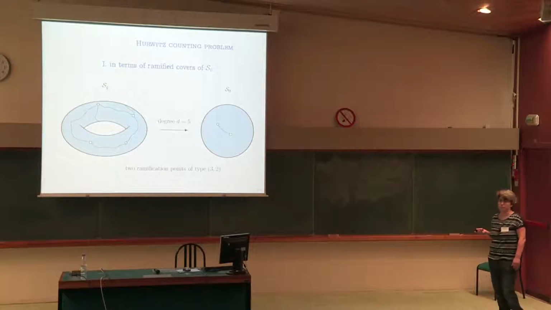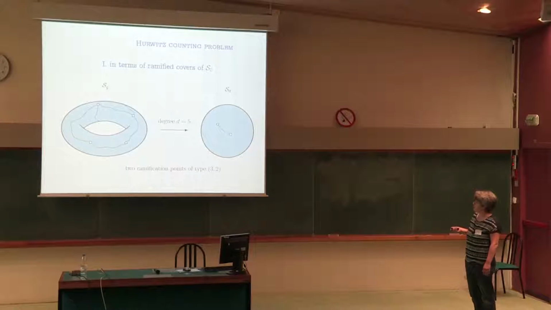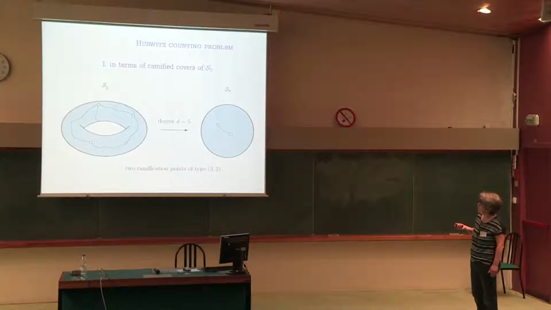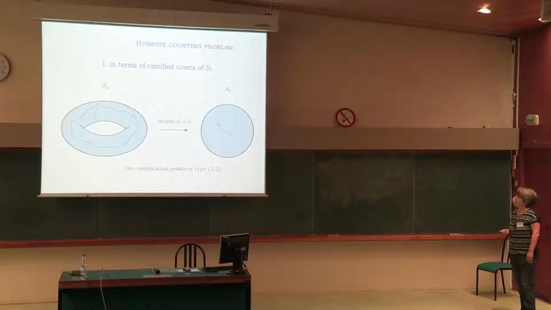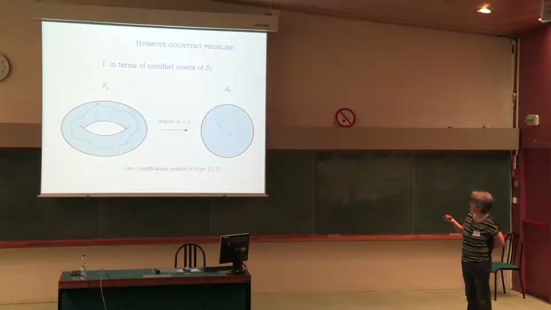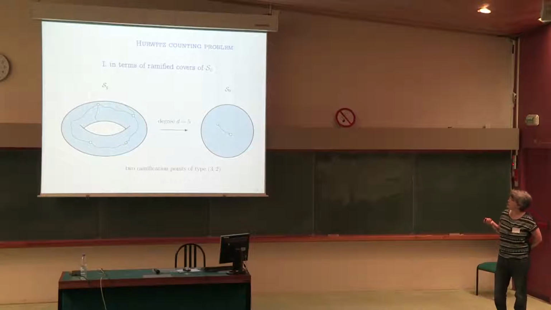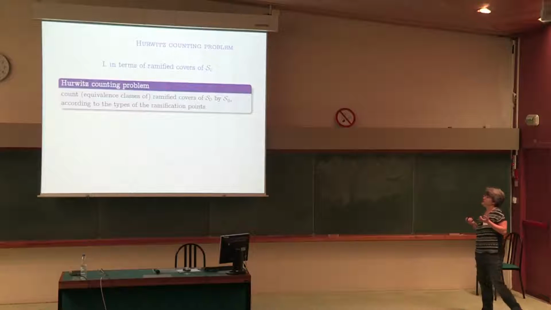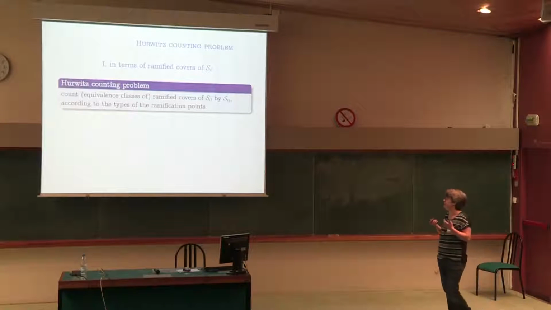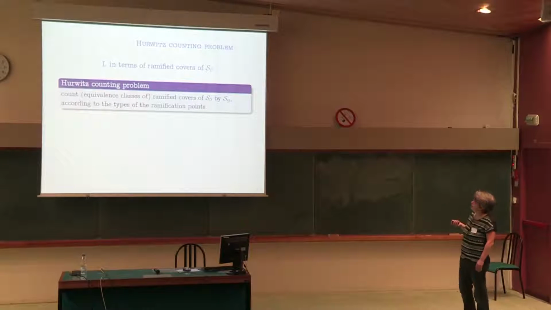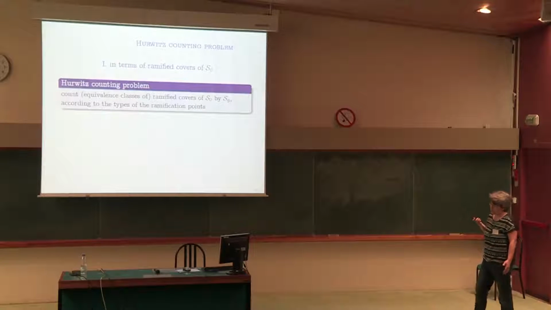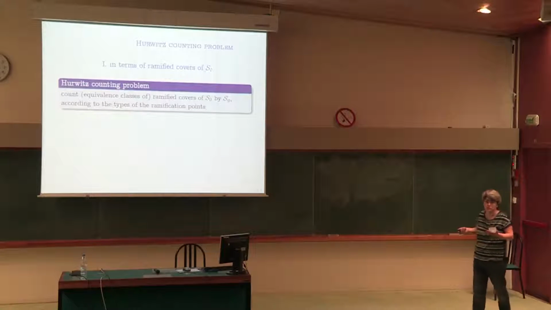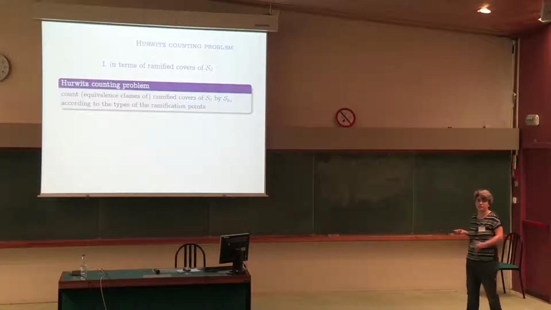We can have many ramification points with complex type. For instance, here the two vertices each have 2 pre-images of degree 3 and 2. So that's the kind of thing that the Hurwitz counting problem deals with. In very general terms, the problem is to count ramified covers, or some equivalence classes of, I won't explain more, ramified covers of S0 by a sphere SG according to the types of the ramification points. So we fix the types and we would like to count the different ramified covers in the sphere.